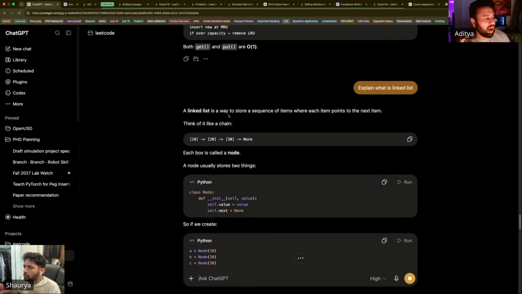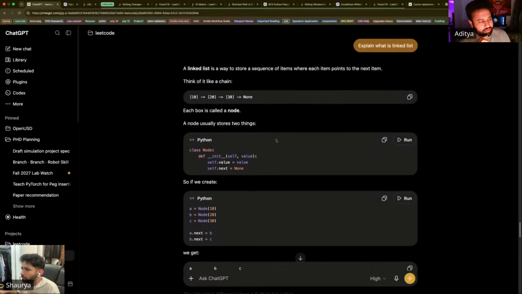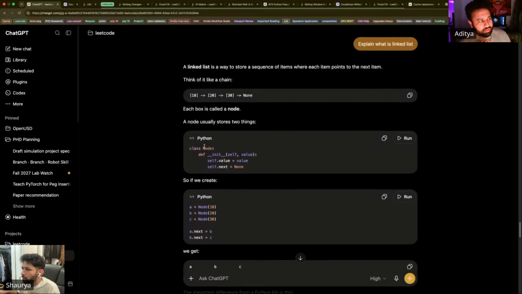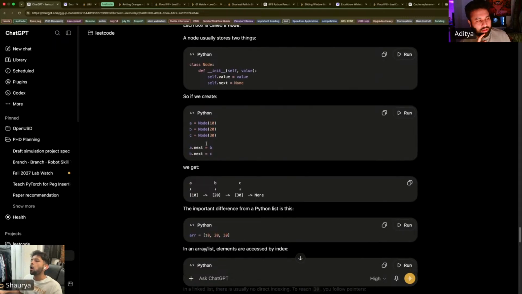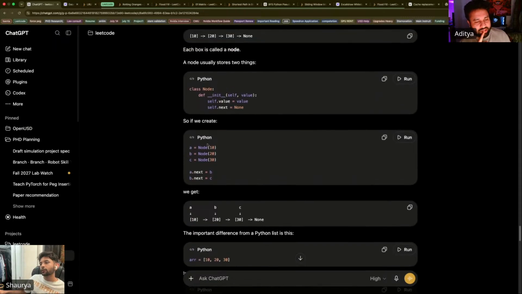Okay, bro. So a linked list is a way to store a sequence of items where each item points to the next one. Think of it like a chain. Oh, I have done linked list, bro. Nice. If you recall it, then we can work through the solution. Yes, I have done linked list. Yes, sir. Do you see this? Oh wow. There we go.